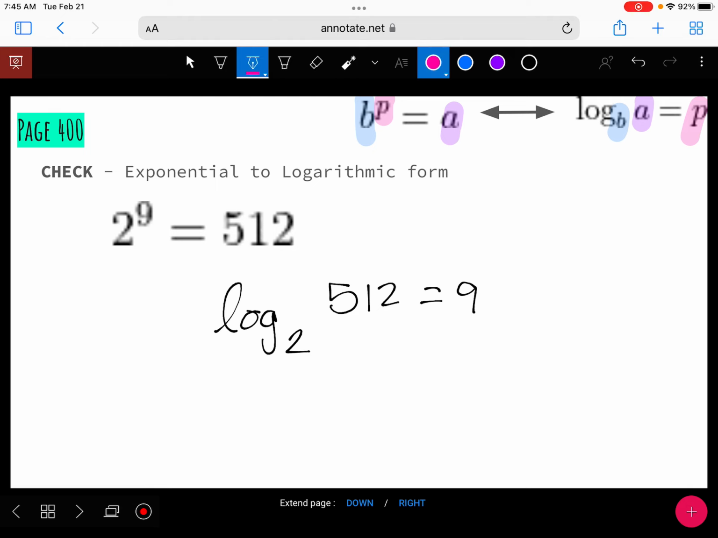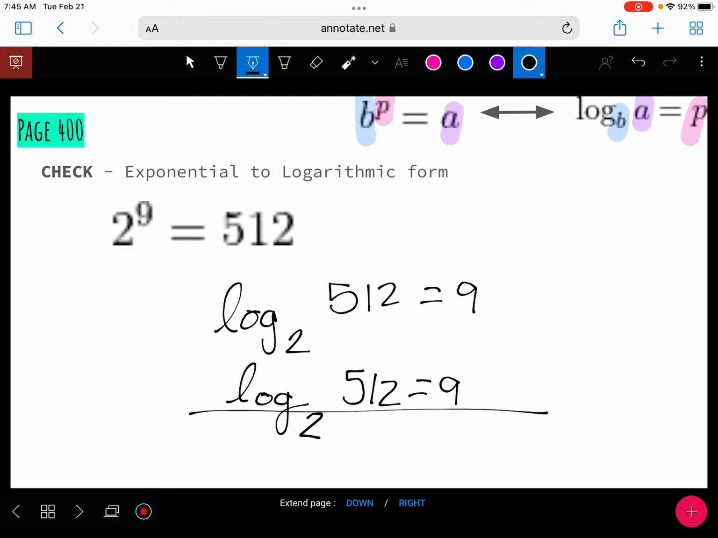A good rule of thumb is if you've got a line on your page, you can write your log like you would normally write on a line and just put your 2 underneath it like this. Log base 2 of 512 equals 9. So if you're writing on lined paper or using that line there, put your base just below the line. That helps us remember to put it down. Questions on these, on switching between the forms?